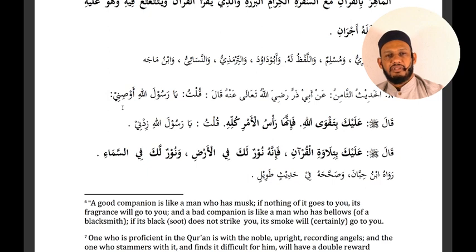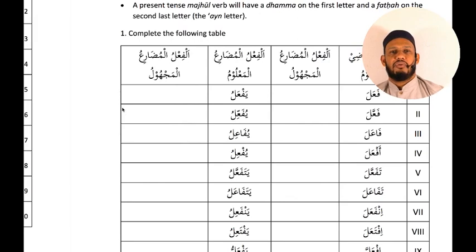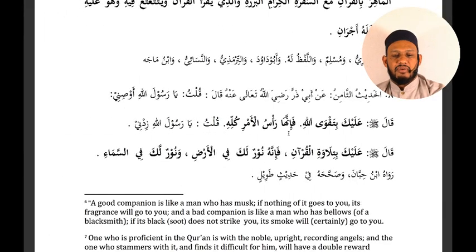Qala alayka bitaqwallahi. Ya Rasulallahi awsini. From memory. Next part: فإنها رأس الأمر مضاف مضاف إليه، فإنها رأس الأمر كله.